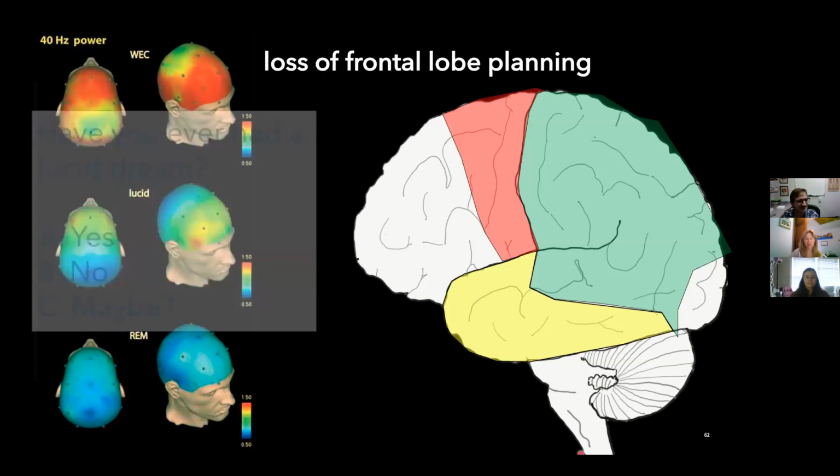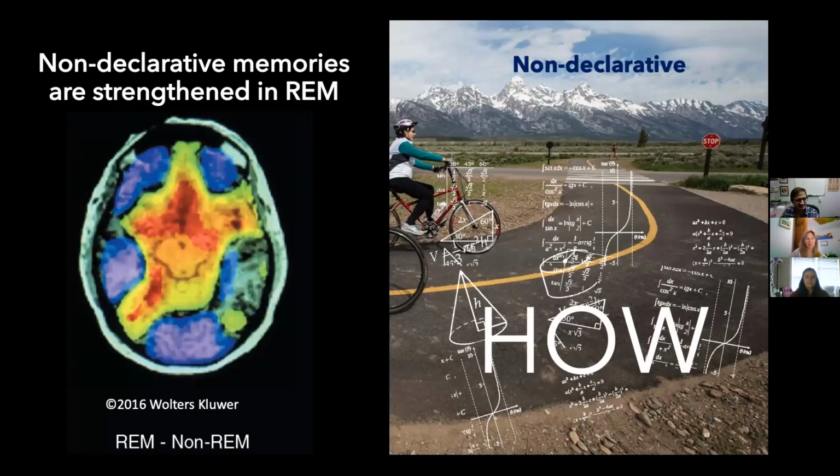All right, so we're almost towards the end. I want to point out essentially the function of non-REM sleep related to memory, and REM sleep related to memory. And that is the sort of opposite. In non-REM sleep, we're consolidating declarative memories. Here in REM sleep, we're consolidating non-declarative memories, or we're making non-declarative memories. We're getting better at how to do things.